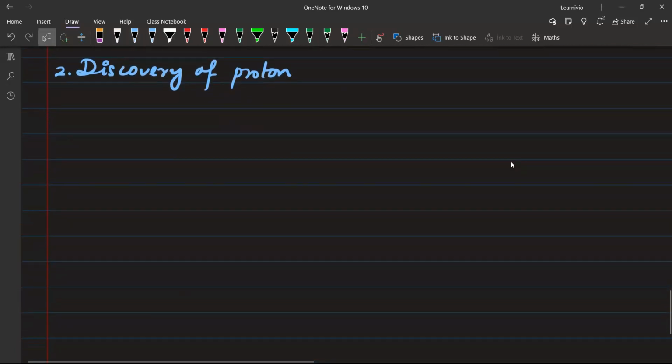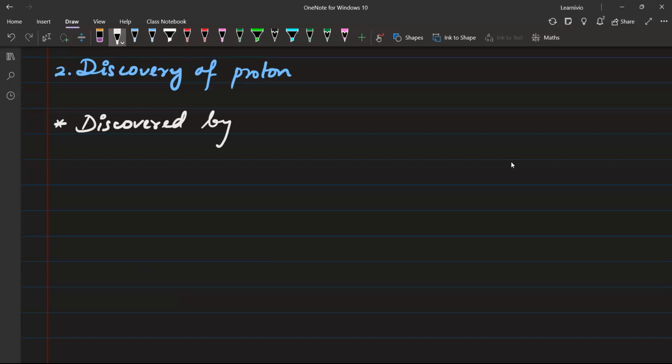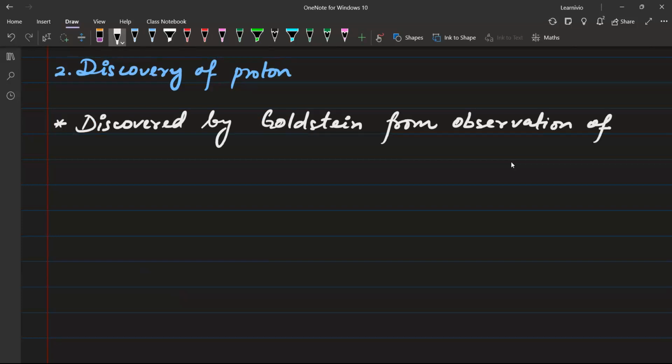Discovery of proton was done by Goldstein. We will study the experimental setup properly later and then look at it. You write here: discovered by Goldstein from observation of anode ray experiment.